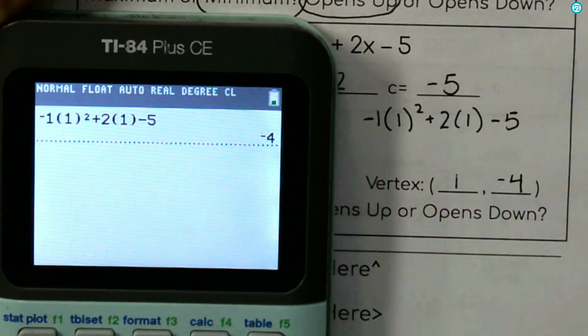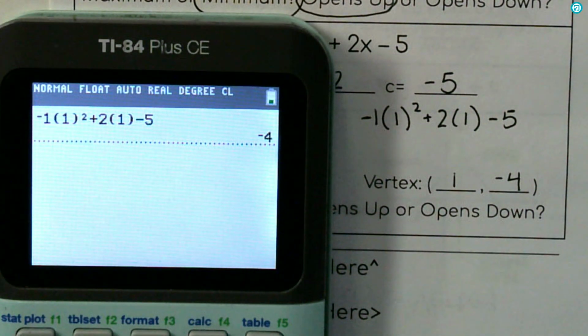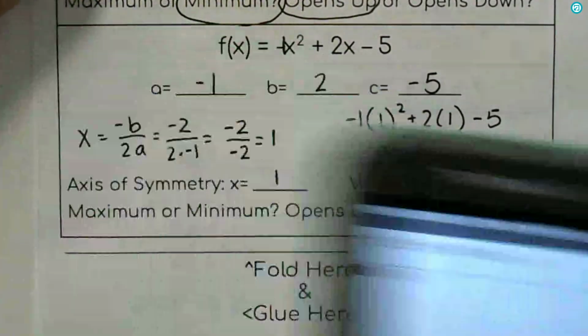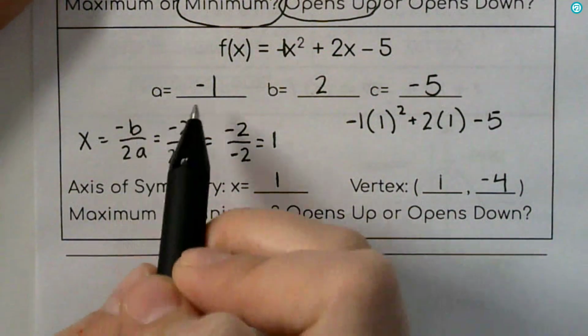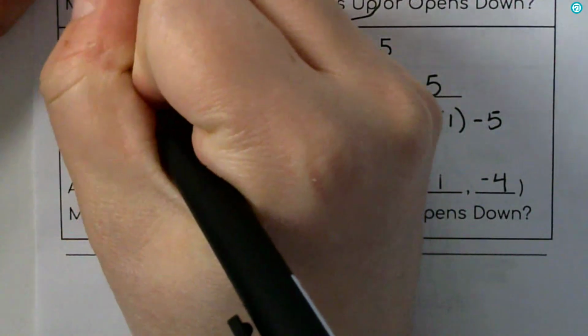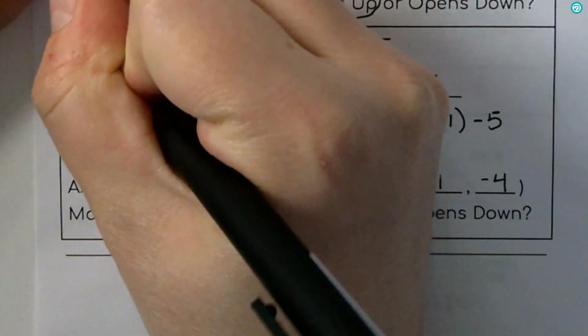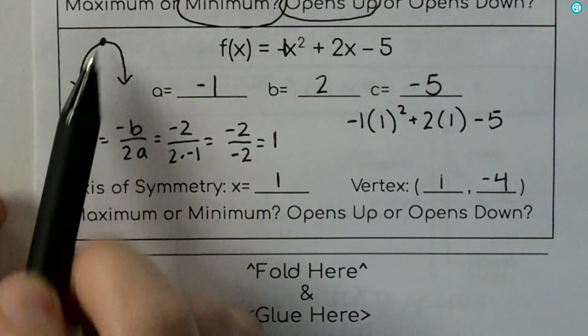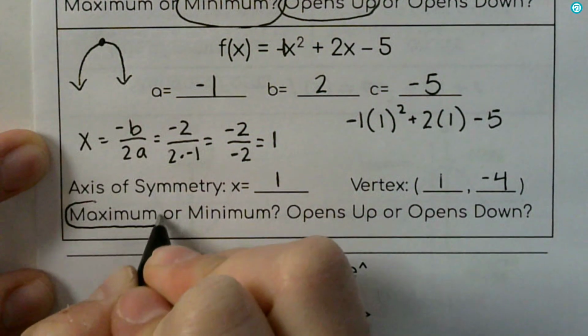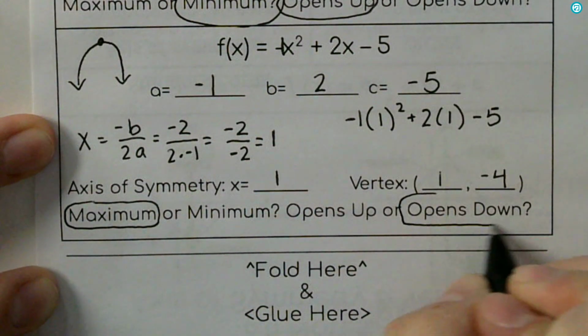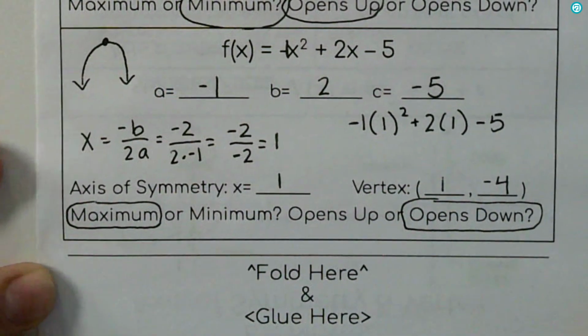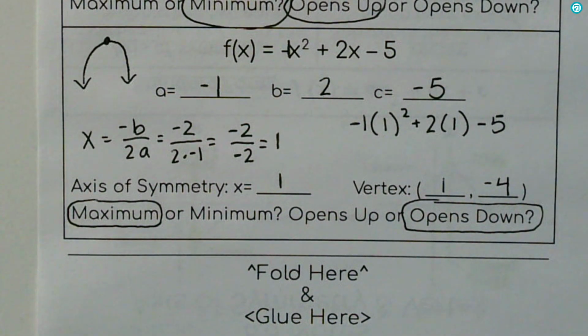Once again, if you did not get negative 4, we will come around after we pass out assignments. Just don't clear your calculator. We can help you figure out why. Okay, so then the last thing, this guy has a negative a value. So if you have a negative a value, it's going to look like this. So that means your vertex is going to be a maximum, and it is going to open down. Okay. Any questions at the moment?